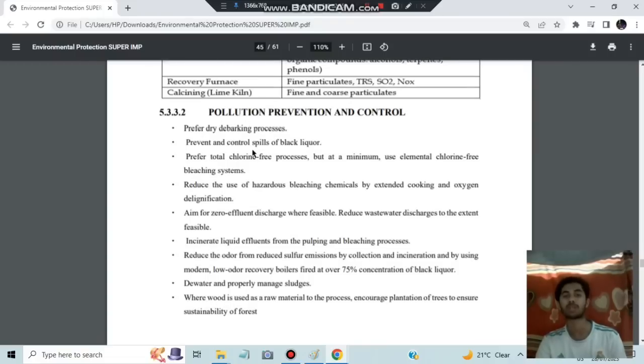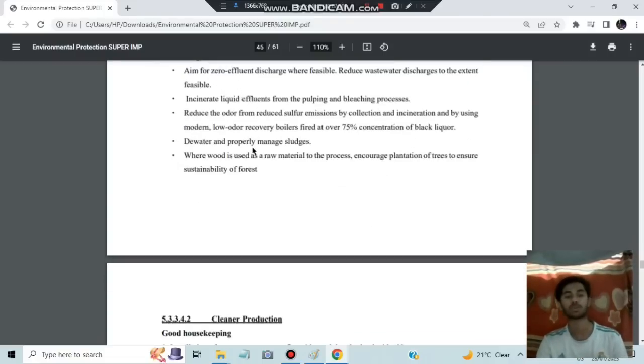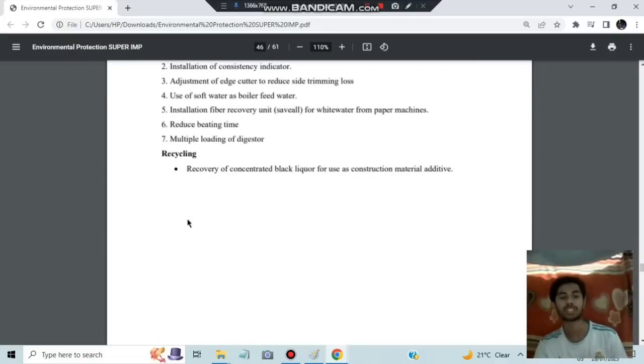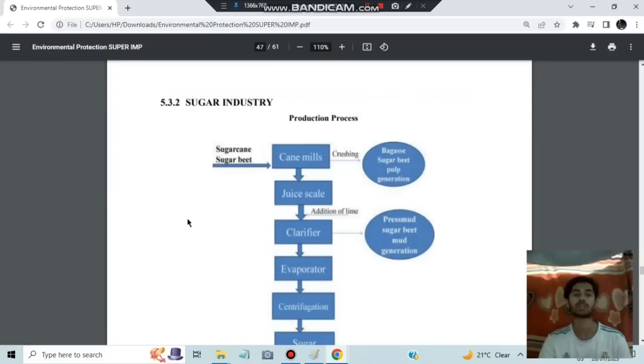By the following things you can prevent it, and all of the prevention techniques are quite similar. Go through it once, you'll get to know what the different cleaning techniques are, and how you can use alternative methods for the least waste production. Okay, so good housekeeping and better process control, recycling. These are some of the tips you can find out.